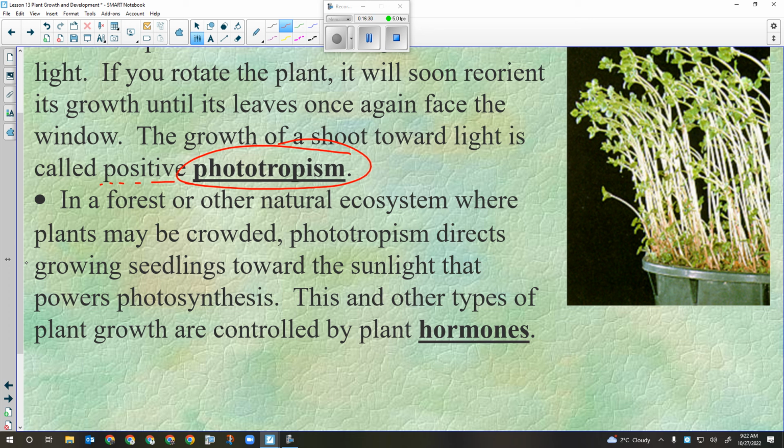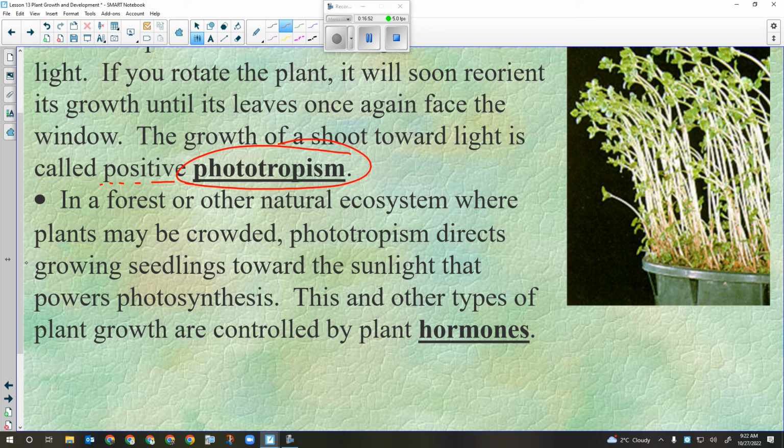Where is light generally in a natural ecosystem? Up. That's why plants can also use gravity to tell them which way to grow. So if they can't see the light, they'll generally grow upwards because up is generally where light will be. We call that geotropism because it's a response to the Earth's gravity.